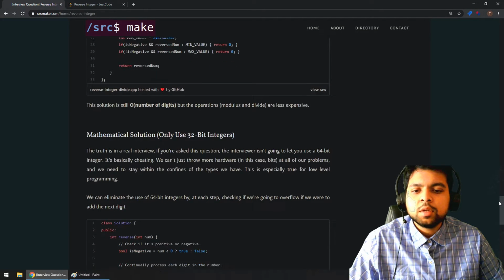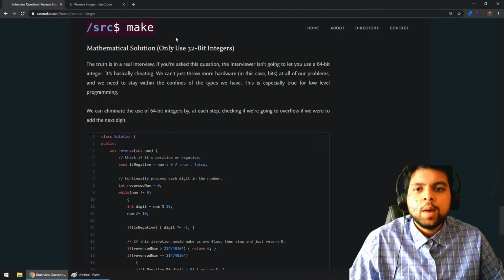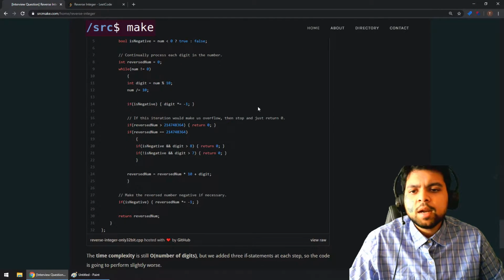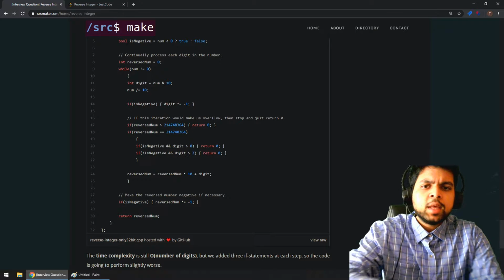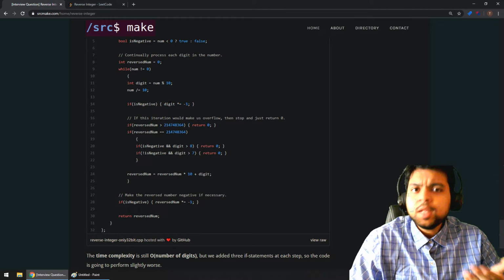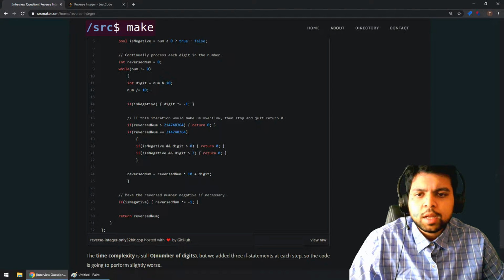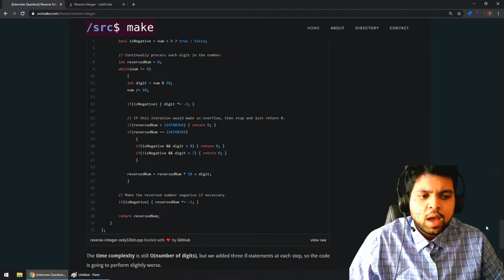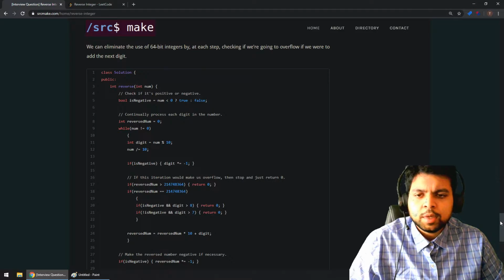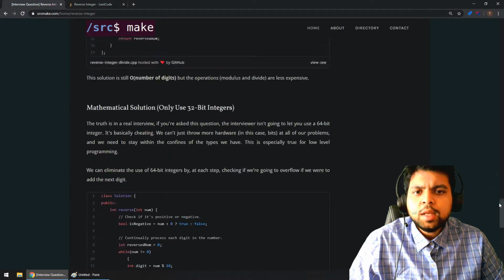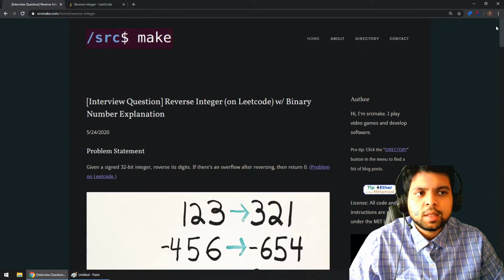The optimal solution would not be to use 64-bit integers, but to only use 32-bit integers. So we're going to upgrade our mathematical solution using only 32-bit integers. We'll see that a few lines of code change to make that work, but that will be what is really acceptable in a real interview. So we're going to be working toward this. Please try to stick around throughout all of it because we're going to be building our way up.